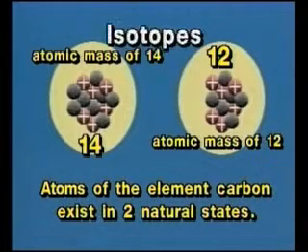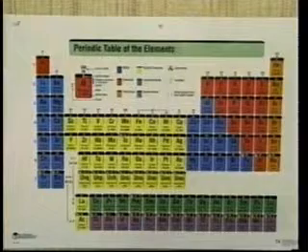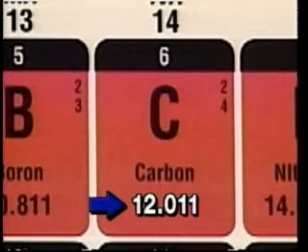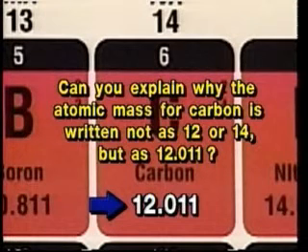Chemists use the term isotopes for such atoms of the same element with different numbers of neutrons, a state that results in a different atomic mass. Now, back to the periodic table, where you can note that the atomic mass for carbon is stated at 12.011. Now that you understand about isotopes, can you explain why the atomic mass for carbon is written not as 12 or 14, but as 12.011?